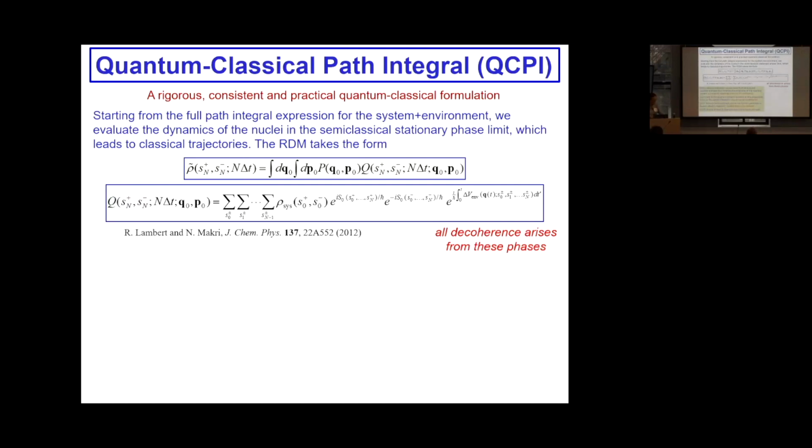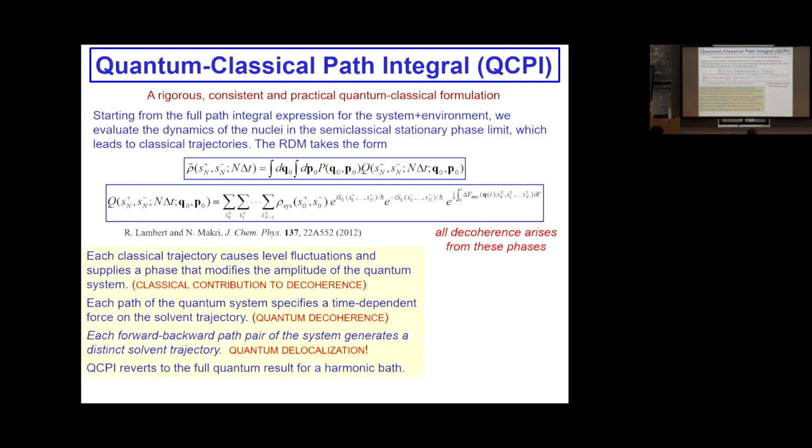And we have an interesting structure actually. So what we have here is the following. Each classical trajectory that we have in these supplies a phase that contributes to the expression, a phase that modifies the quantum mechanical amplitude of the system, because of its interaction with the environment. And for reasons I don't have time to go into, we call this the classical contribution to decoherence.